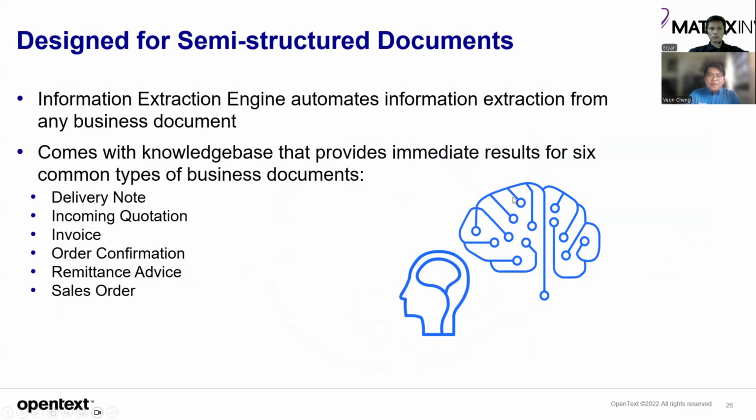Okay, so with this machine learning, the IEE, we also provide a library from our R&D team. We provide 6 different libraries: delivery note, incoming quotation, invoice, order information, remittance advice, as well as sales orders. These are all pre-trained libraries that you can instantly use. You just need to tag the documents into the right content, and then it will tell you what it is. Let me show you where all these libraries are.